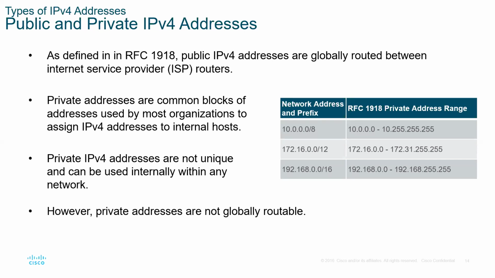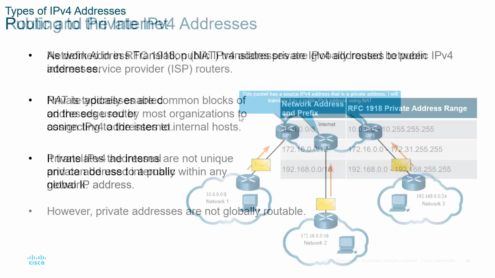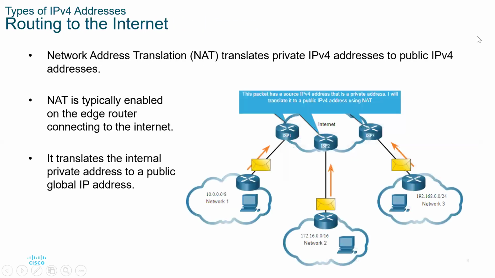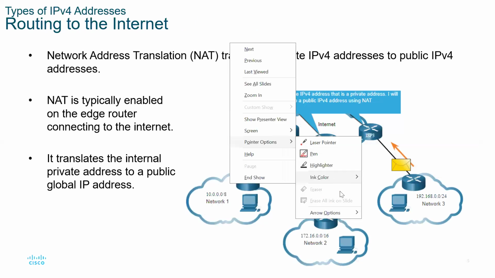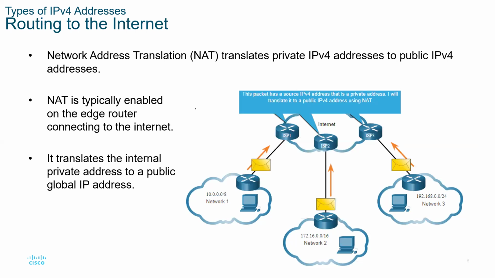Now, once done with public and private IP addresses, we can go look at routing to the internet. Let me get my pen ready in color. Let's use black. All right, network address translation.